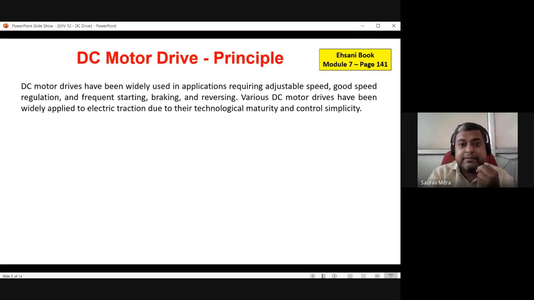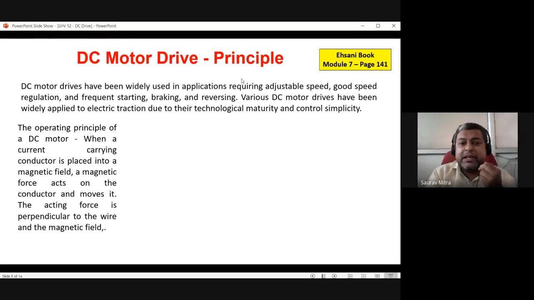DC motor drive principle. DC motor drives have been widely used in applications requiring adjustable speed, good speed regulation, frequent starting, braking, and reversing. So each part is very important. Various DC motor drives have been widely applied to electric traction due to their technological maturity and control simplicity.